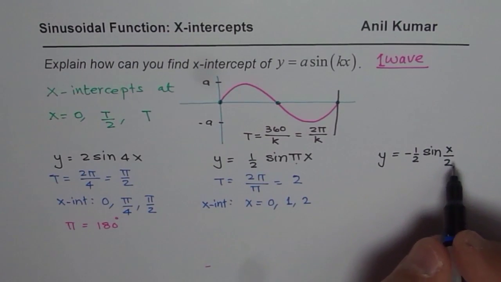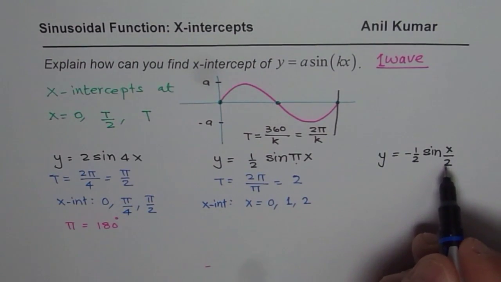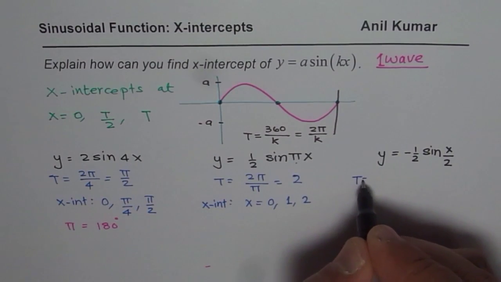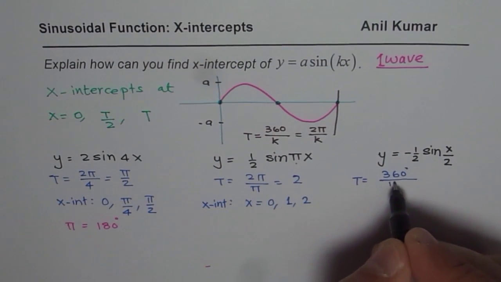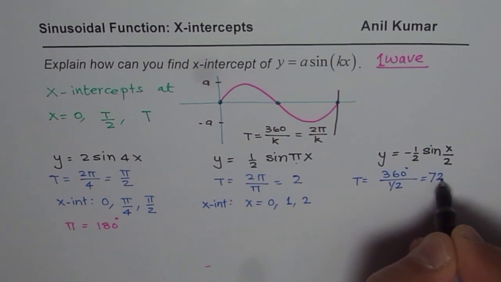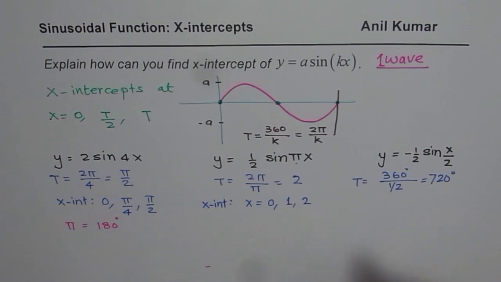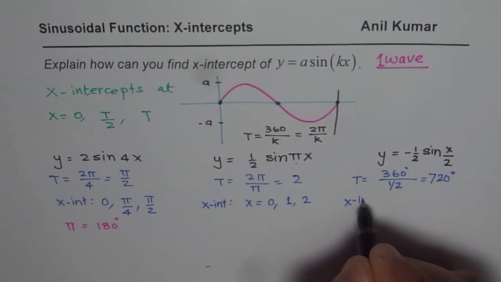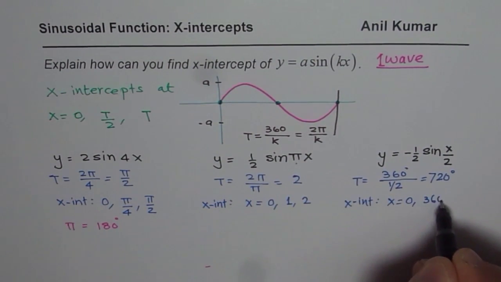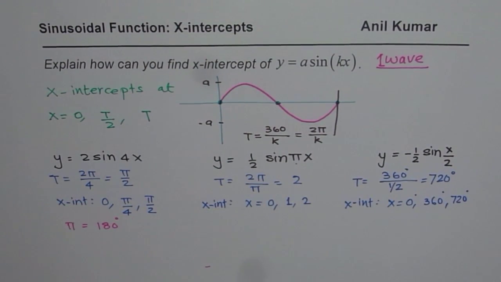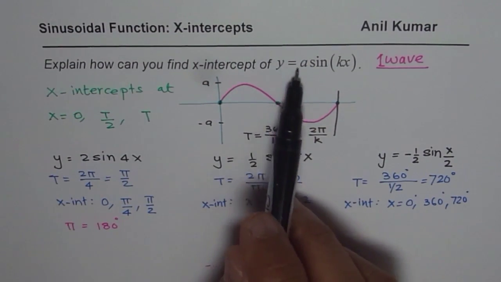The third one here, it is x over 2. We could use degrees in this particular case. So time period will be 360 degrees divided by k. K is half, so divided by half, we get 720 degrees as the time period. So in this case, the x-intercepts should be at x equals 0, half of 720, which is 360 degrees, and at 720 degrees. Do you get the idea? So that is how you have to solve for x-intercepts for the given sinusoidal function in the given form, correct?